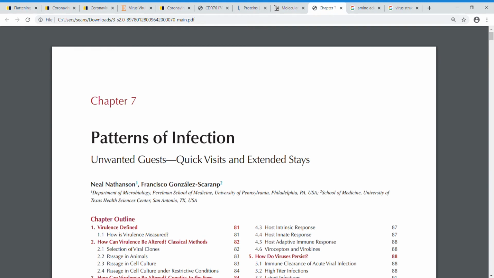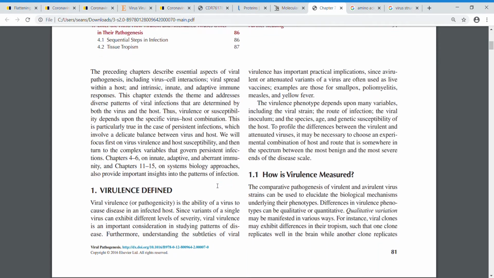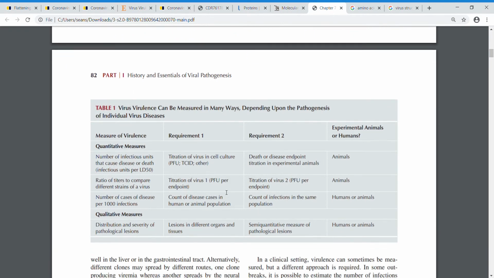So virulence, what is it exactly? Virulence is pathogenicity, the ability to cause disease in an infected host. And we know that there are different amounts of virulence for different organisms. Bacteria have virulence. It's not a term specific to a virus. But it's not quite so simple determining virulence.